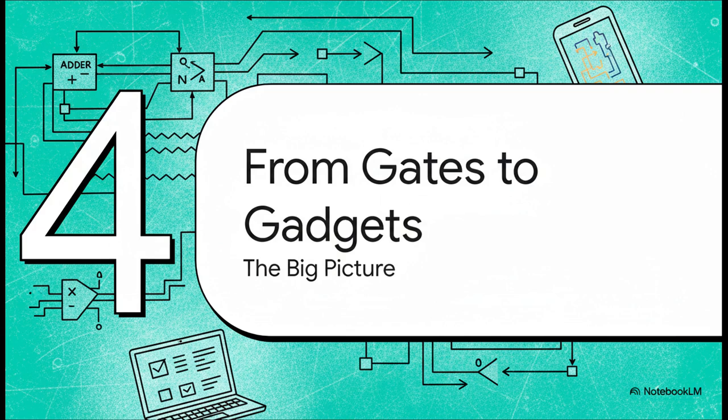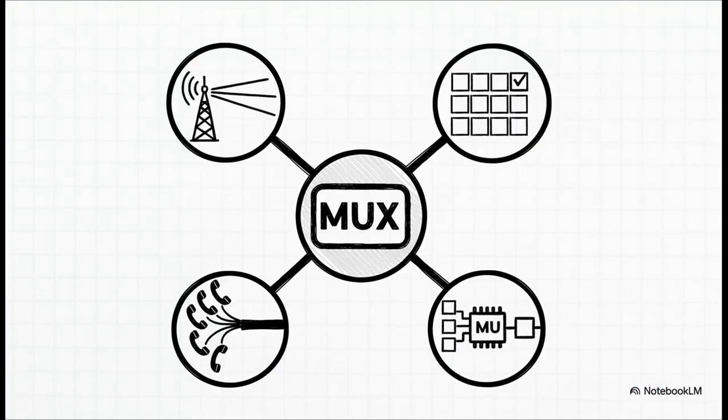Okay, let's zoom back out and look at the big picture. We've got these little building blocks, right? Adders that do math and multiplexers that act like traffic cops for data. They seem simple on their own, but how do these two ideas power pretty much all the technology we use every single day? Well, the truth is they're absolutely everywhere. In communication systems, a multiplexer is what lets a single fiber optic cable carry thousands of phone calls all at the same time. Inside your computer's memory, they're what let the CPU pick the exact right spot to read or write data. In your telephone network, in the arithmetic logic units of your processor, they're truly the unsung heroes of our digital world.